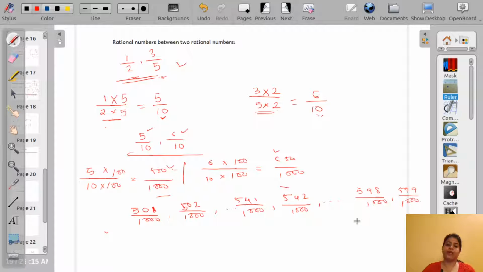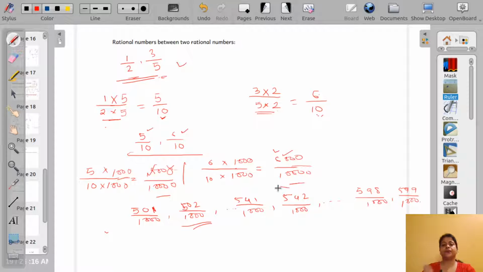given rational numbers. And one more point you have to notice here is that between two rational numbers we can find infinite numbers of rational numbers. Okay, how? See, first we got 9 rational numbers, now we are getting 99. Now if we multiply with a bigger number, suppose we have multiplied here by 1000, that means we will get 5000 by 10,000, and here we will get 6000 by 10,000. Now here we will get 999 rational numbers between 5000 by 10,000 and 6000 by 10,000.